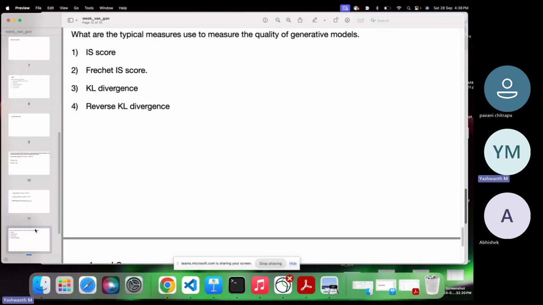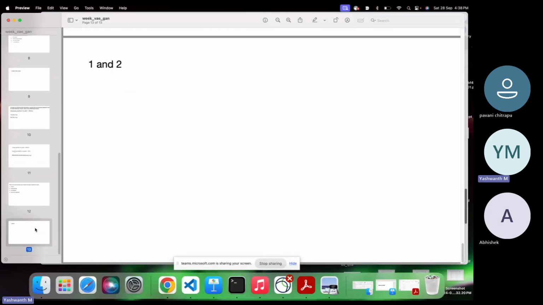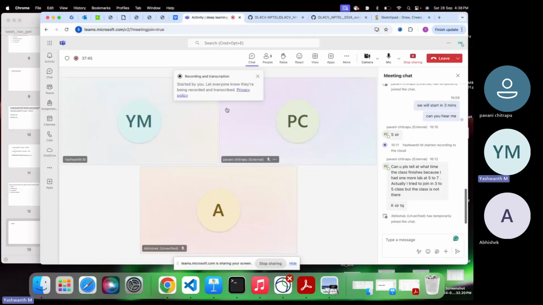Yeah, so these are the questions for the day, and I will be able to answer if there are any other questions you have. Otherwise, we can go ahead and do the derivation of the evidence lower bound of VAE.